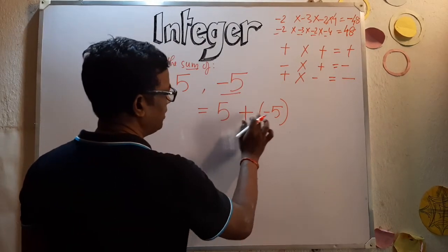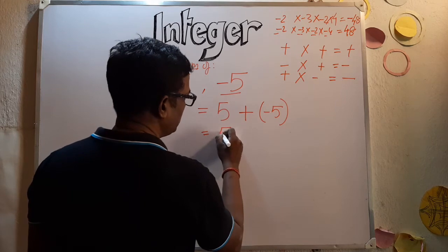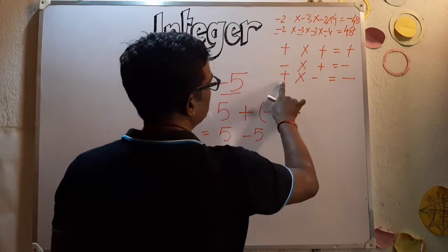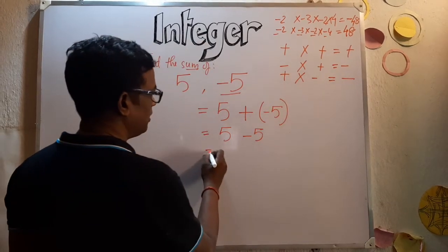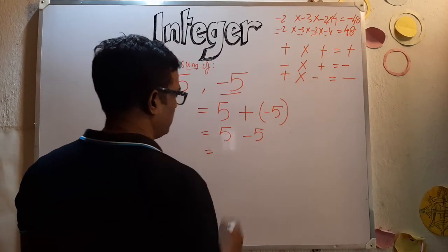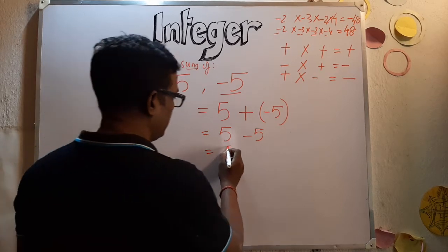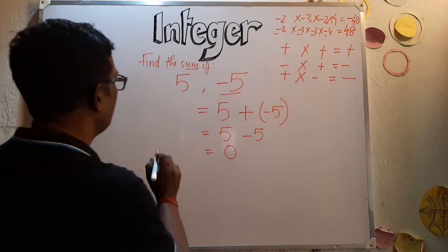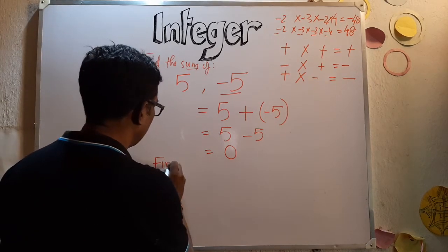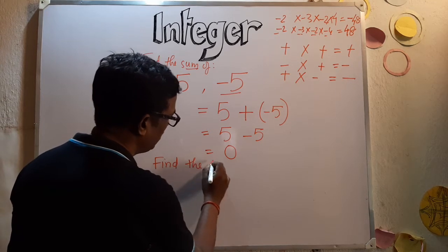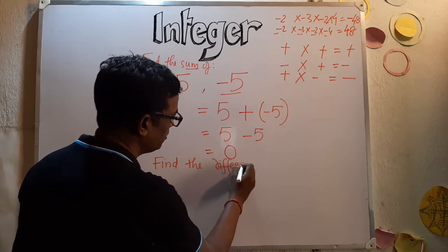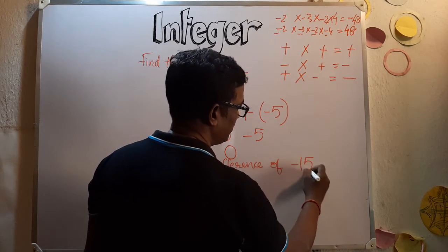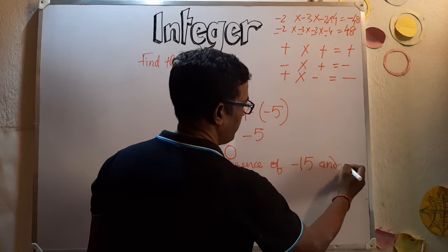Now, plus into minus is always minus. Plus into minus is always minus. So 5 minus 5, the same thing subtracted from the same thing, we know is 0. Now find the difference of minus 15 and minus 5.